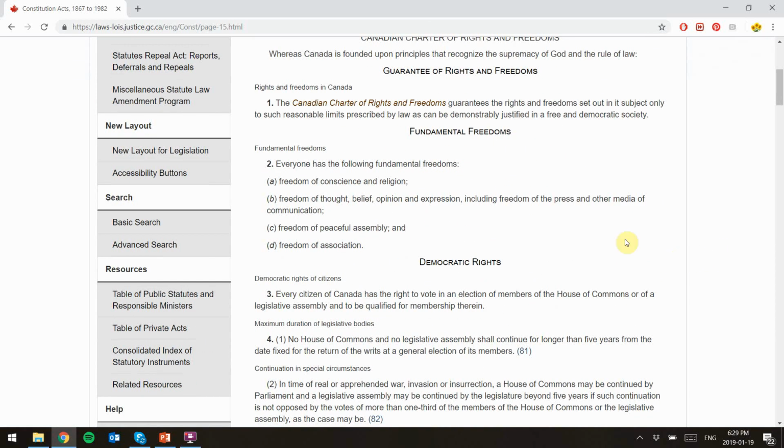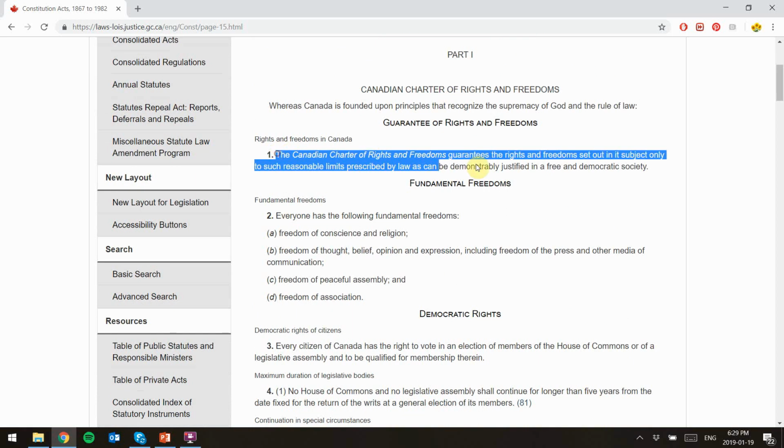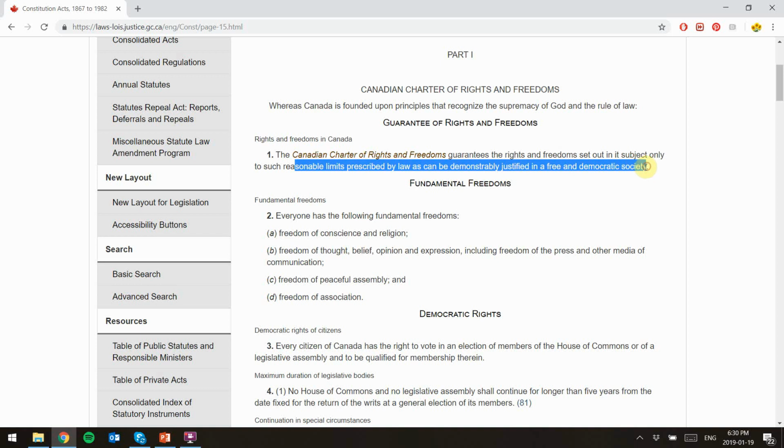All right, so first of all, right at the beginning, the Canadian Charter of Rights and Freedoms guarantees the rights and freedoms set out in it, subject only to such reasonable limits prescribed by law that can be demonstrably justified in a free and democratic society. So this one we're going to talk about when we do the example or the case studies in class. What does it mean to have a reasonable limit? This is a bit vague language, but it means it's open to interpretation.